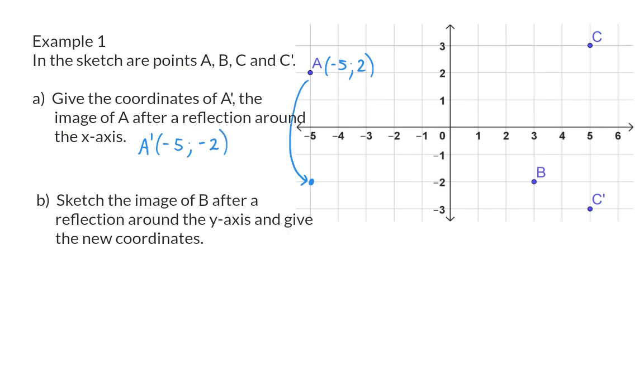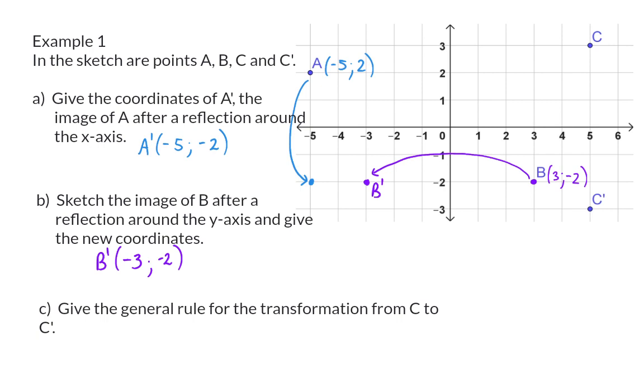Question B. Sketch the image of B after reflection around the y-axis and give the new coordinates. At the moment, coordinate B is at the bottom right, and when reflected around the y-axis, it will be on the bottom left where we form the image. So B prime will have the coordinate of -3 and still -2.